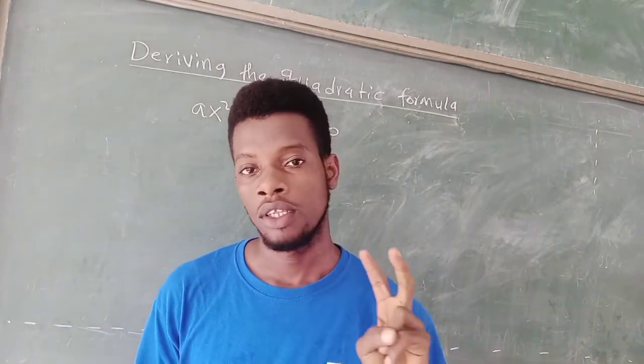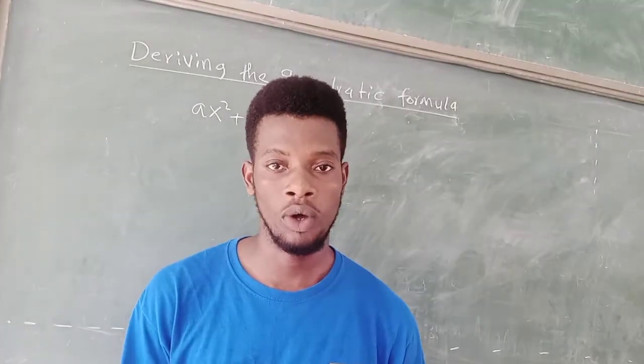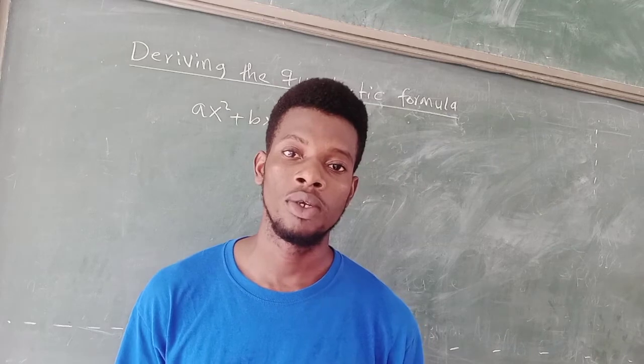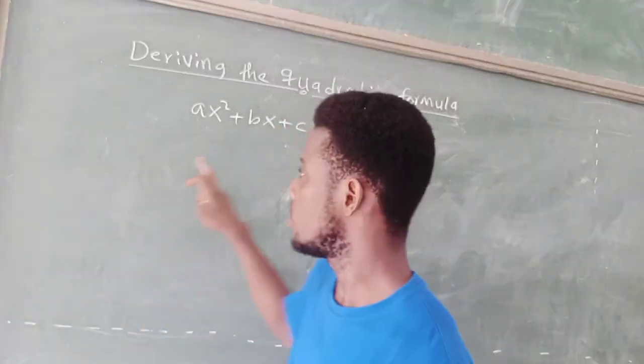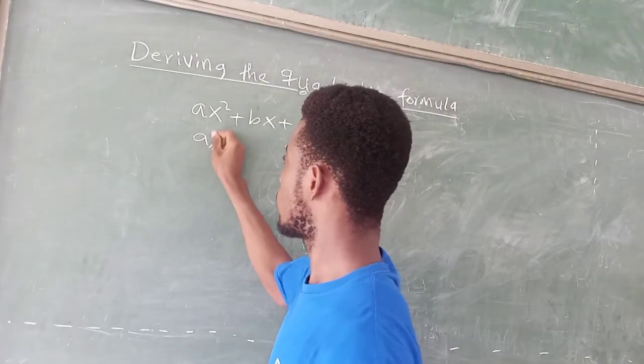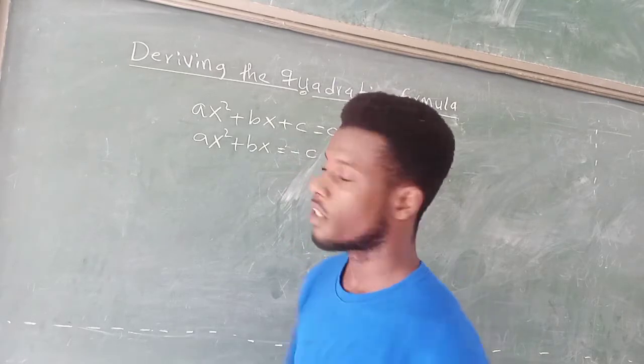Now, there are actually multiple ways of deriving a quadratic equation formula. We are going to use one easy step to do that. So the first thing we do is to make sure we get the constant term c across the equal sign. What do we have? ax squared plus bx is equal to negative c.